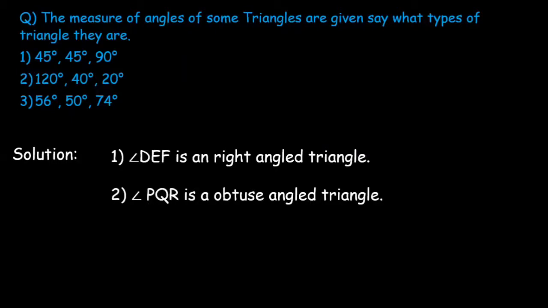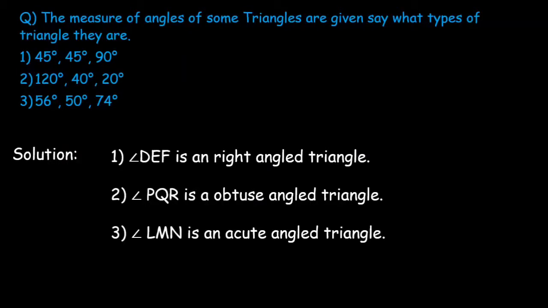So in this example also, you can either draw it and then state it as an obtuse angle triangle. And in the third one, we can say that it is an acute angle triangle because we have 56 degree, 50 degree and 74 degree. All these three measures of an angle are less than 90 degree. So we can clearly state it is an acute angled triangle. I hope this is clear.